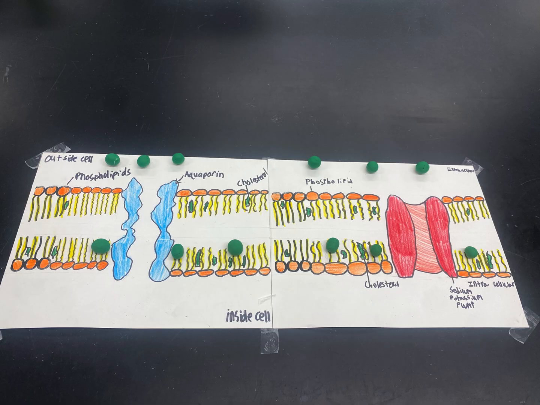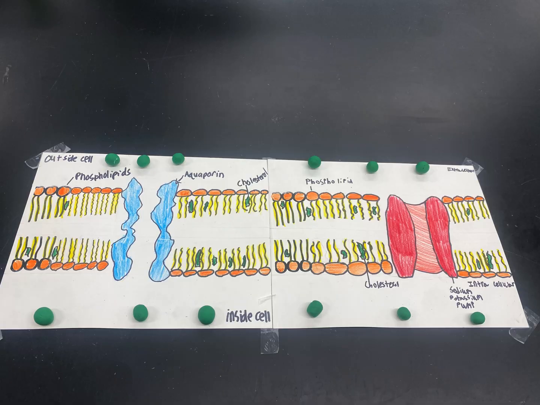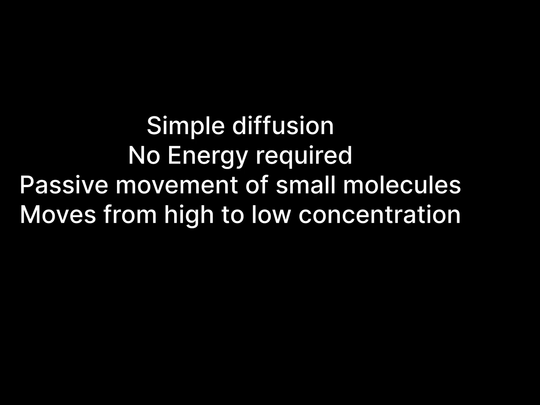In the video, you can see that oxygen is moving from outside the cell to the inside of the cell, from an area of high concentration to low concentration. A summary of this is that there's no energy required, it's passive movement of small molecules, and it moves from high to low concentration. The second part is called facilitated diffusion.